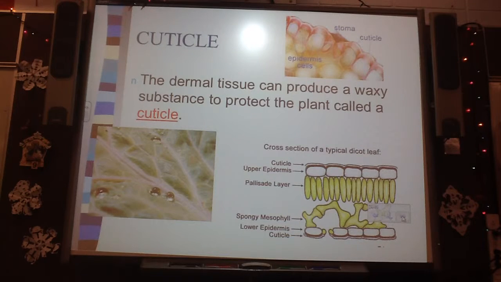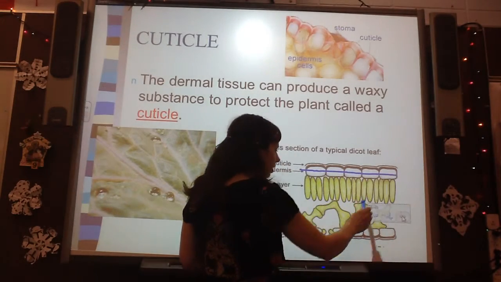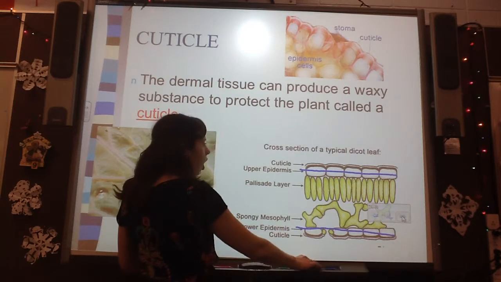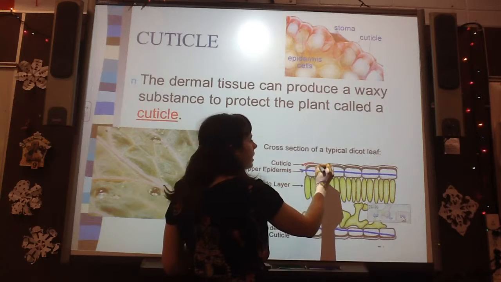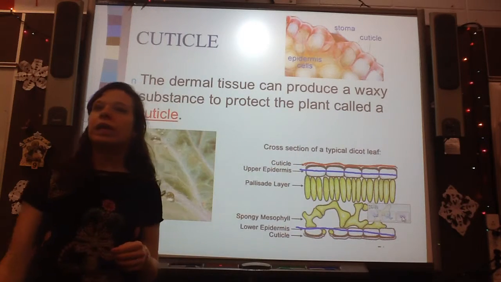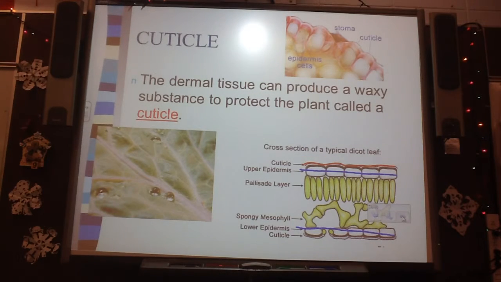So it would be like here if we looked at the epidermis. So there's the upper epidermis and the lower epidermis. On top is this cuticle. So it's like the plant leaves, and generally we find it on leaves. It's the plant wearing a raincoat. Okay?